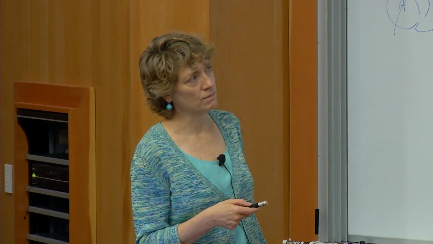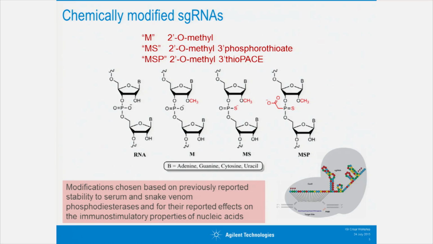So we placed them in the RNAs that were used for the study I'm going to tell you about at the 5' and 3' terminal 3 nucleotides. So there's 6 modifications of those types in the different guide RNAs that I'm going to show you the data from.